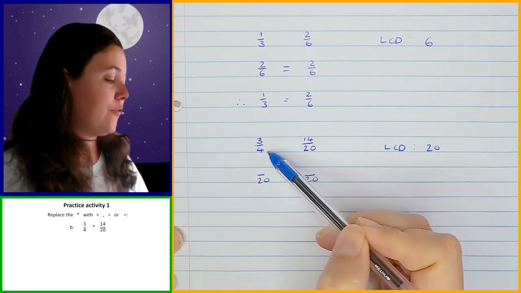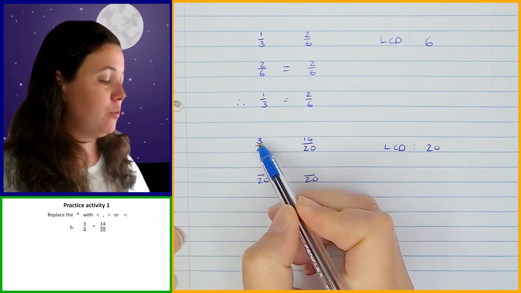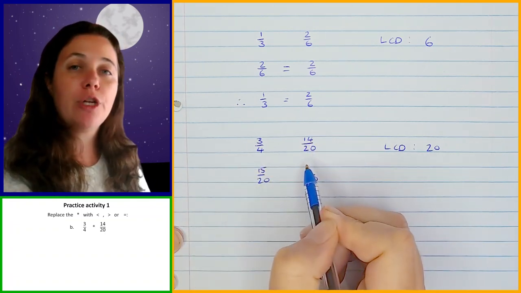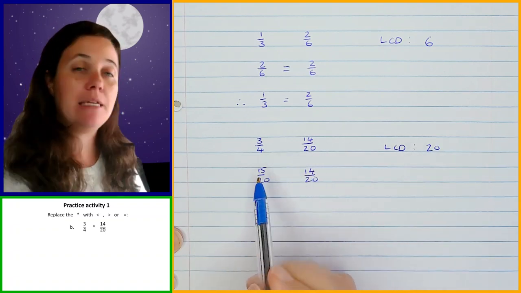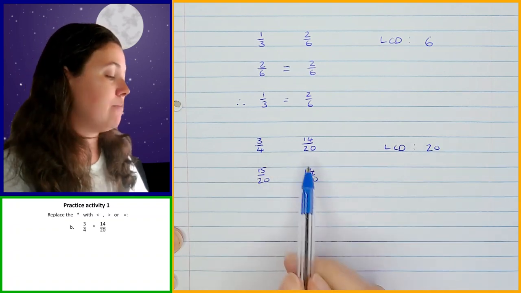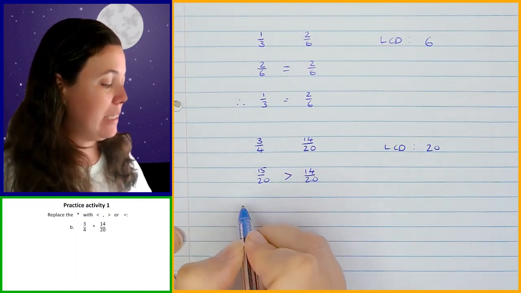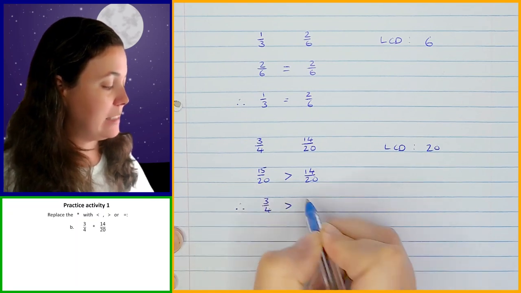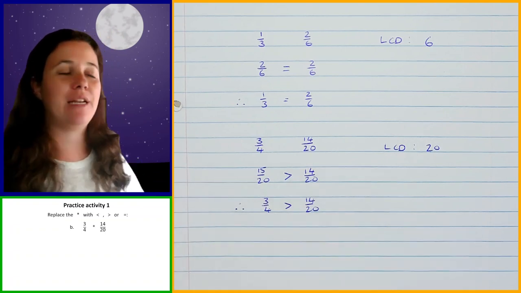So how do I get from 4 to 20? I need to multiply that by 5, which means I'm going to multiply the numerator by 5 as well, giving me 15 over 20. This one's already over 20, so it's not going to change. It's going to stay 14 over 20. And now I can compare them. I can see 15 over 20 is more than 14 over 20, so that's greater than over there. Now I can say, therefore, 3 quarters is greater than 14 over 20. And that's what you should have got for that example.